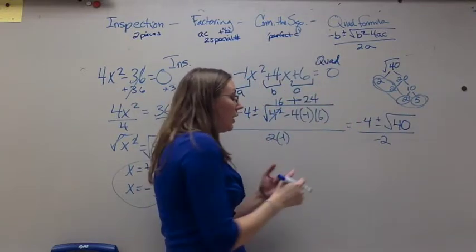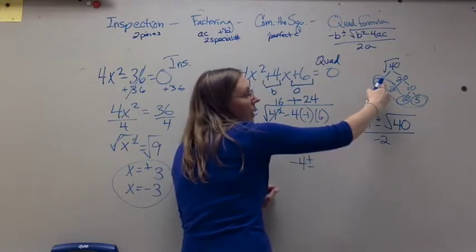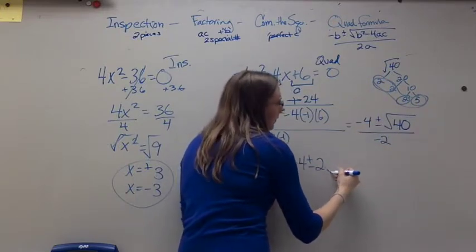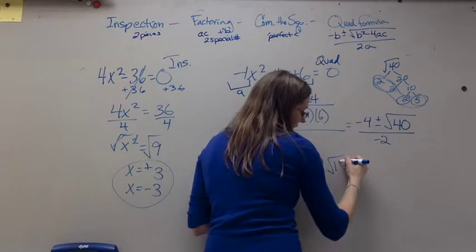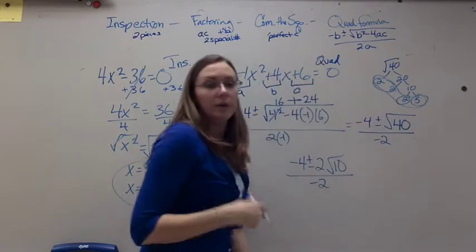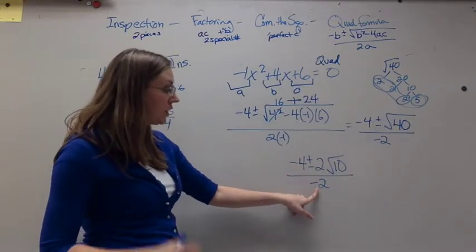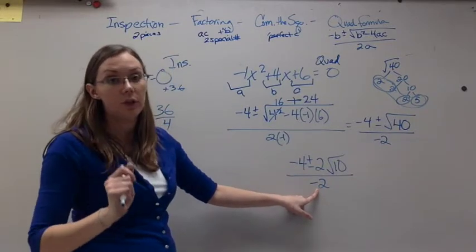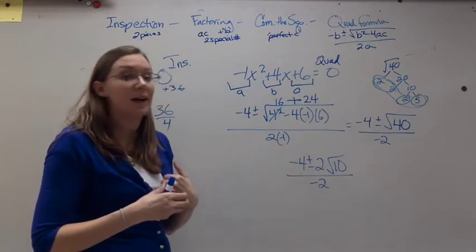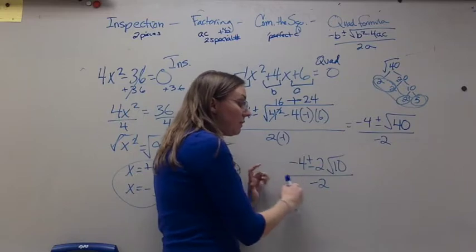So my answer now is going to be still -4 plus or minus, but I'm going to pop out a 2 from the square root, and I'm going to be left with 10 on the inside, all over -2. Now again, I notice this number, my coefficient, and my denominator are all divisible by 2. In fact, all of them are divisible by a -2 also. So I could divide each piece by a -2. If you gave me this, that would be fine.